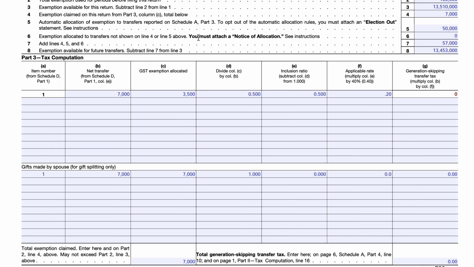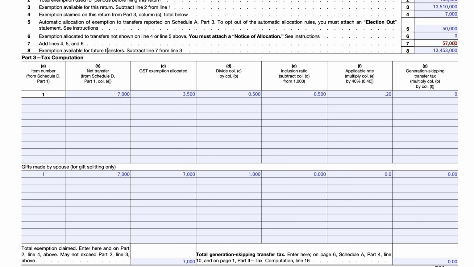In line 6, we're going to indicate the exemption allocated to those transfers not shown. So we don't have any transfers that weren't shown either on line 4 or line 5. But if you did, you would submit a notice of allocation along with this tax return. And then we're simply going to report all of this together. So let's just say that we did have $50,000 that was an indirect skip. We've got the $7,000 of a direct skip, so we total that up and we've got $57,000.